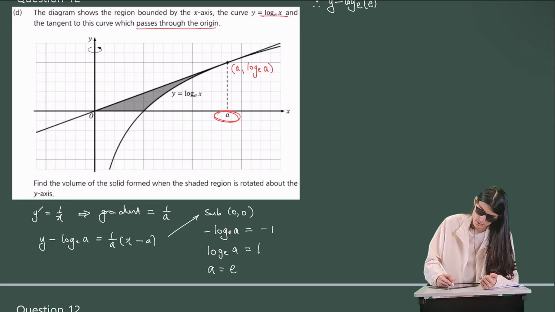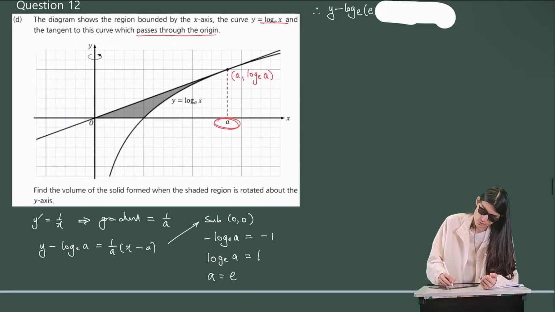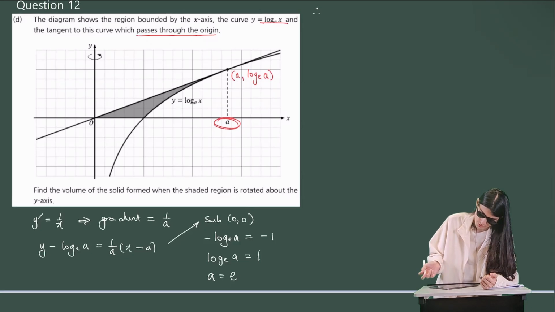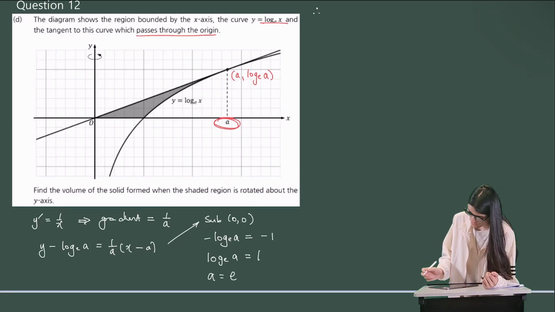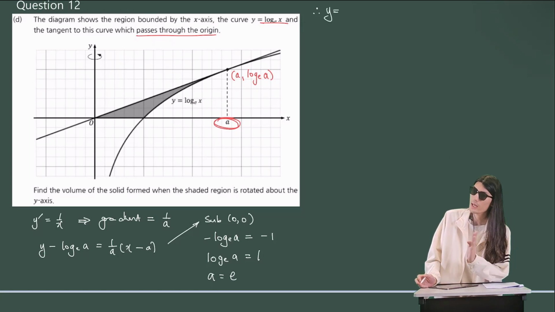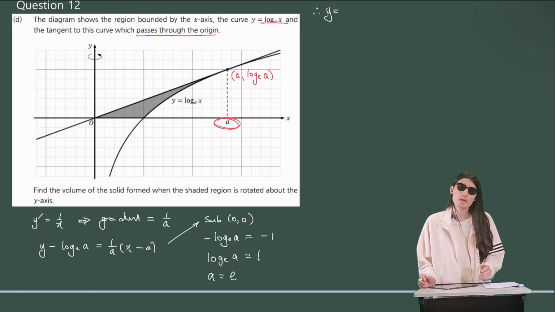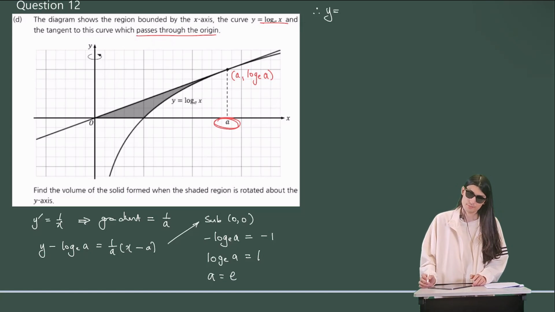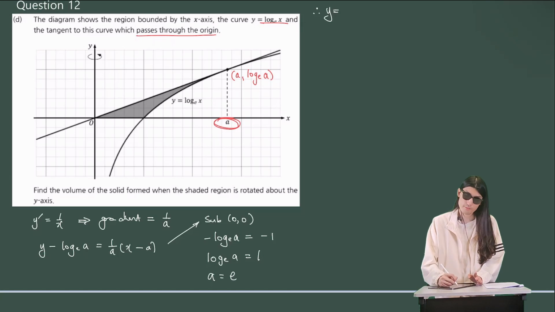Okay. Like this? No, in fact, we don't even need to do that. Since we know the tangent passes through the origin, its equation is just going to be y equals mx, where m is the gradient of the tangent, isn't it? And the gradient of the tangent we just figured out to be 1 over e.